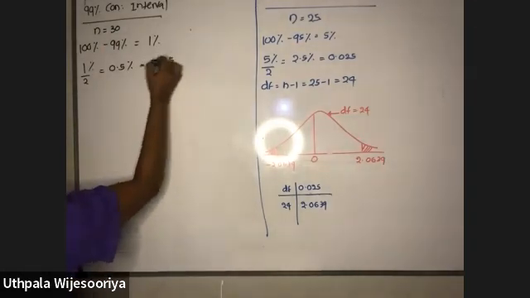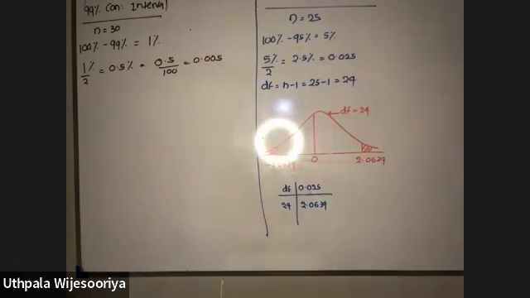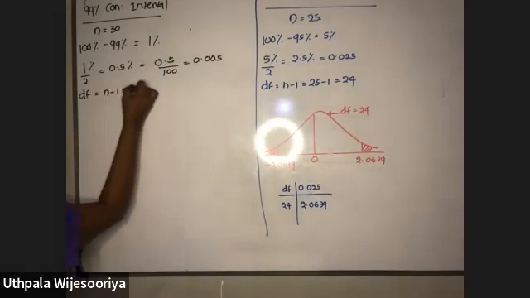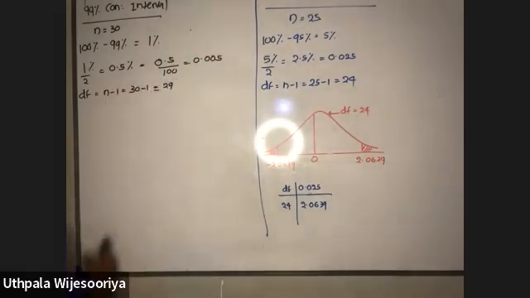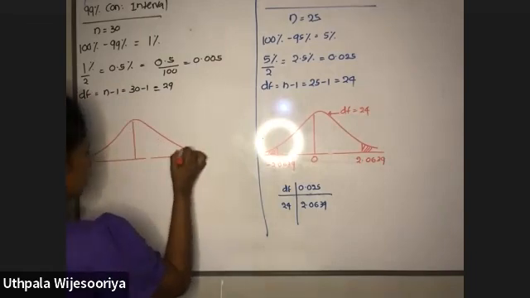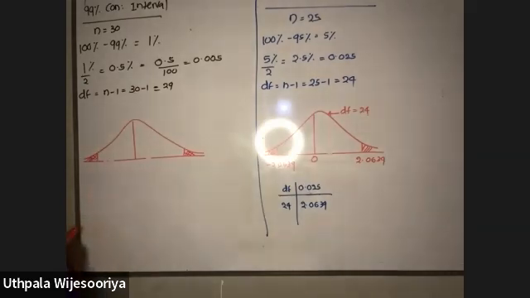So that is how to convert the percentage to a decimal: 0.005. Degree of freedom is n minus 1, 30 minus 1, which is 29. Now the degree of freedom is 29 and the probability is 0.005. Find your t table value. What is the table value?